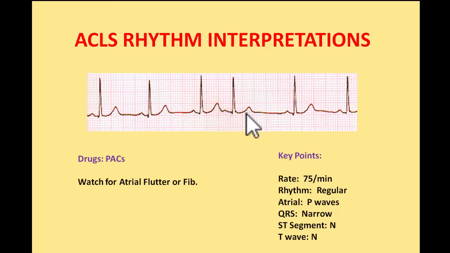Atrial premature beats are frequently seen in patients with chronic lung disease or chronic heart disease, and especially in an acute illness situation, premature atrial beats may be a precursor of atrial flutter or fibrillation. So it is very important for us to keep an eye on these premature atrial beats and make sure that our electrolytes such as potassium, magnesium are normal and the hemoglobin is normal and the pH is normal, so we minimize the chances for any of these beats to progress to atrial flutter or fibrillation.